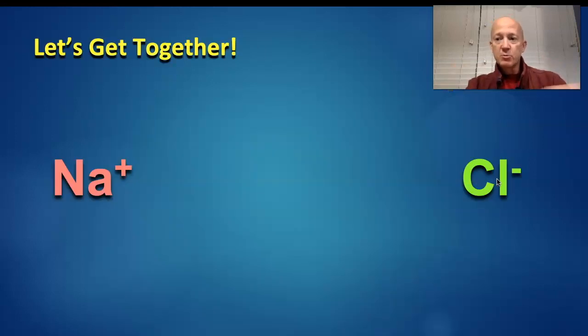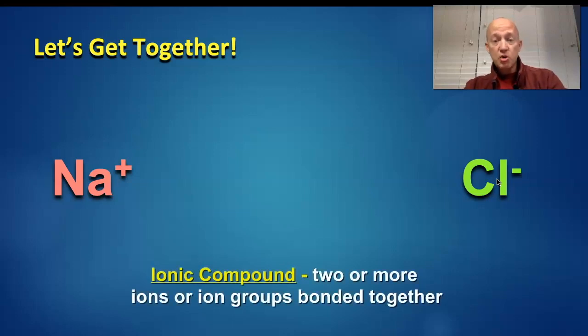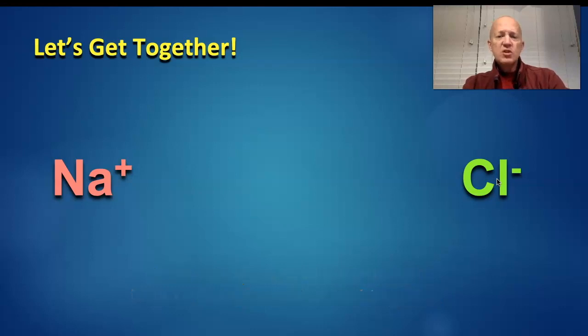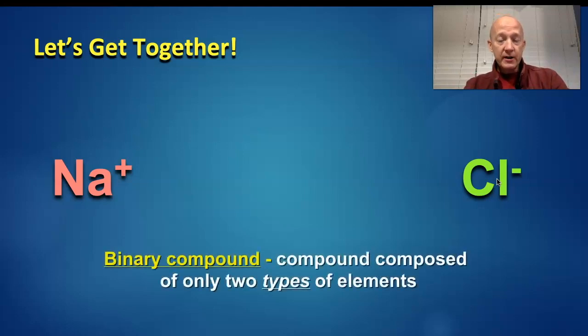Let's talk about how these ions will come together and form compounds. So those electrically charged ions don't just hang out by themselves. If you have particles that have opposite charges, those particles are going to be attracted to each other. So when 2 or more of these charged particles combine, we have an ionic compound. That's what we call it, an ionic compound. So for now, we're only going to talk about what we call binary ionic compounds. All we mean by that is we're only using 2 types of elements.